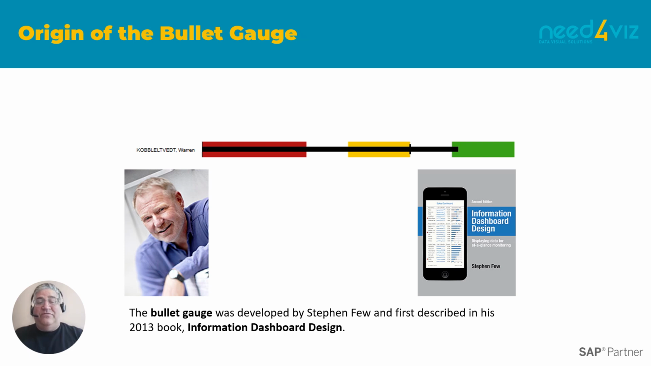Gauges are useful for displaying key performance indicators and measures. In this short take, I will take a closer look at the bullet gauge. The bullet gauge was developed by Stephen Few and first described in his 2013 book, Information Dashboard Design. It was designed as an alternative to traditional gauges such as speedometers.